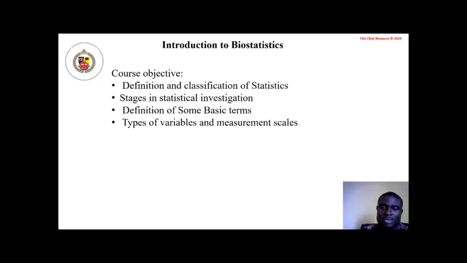These are the course objectives. You're going to be looking at the definition and classification of statistics, stages in statistical investigation, and definition of some basic terms. This is very important. There are some statistical terminology that we are going to be using that are very important in this course.